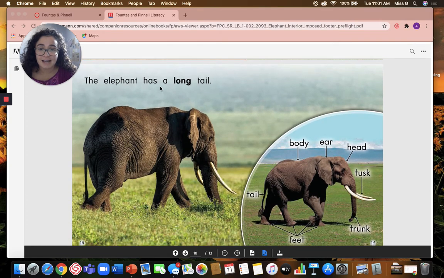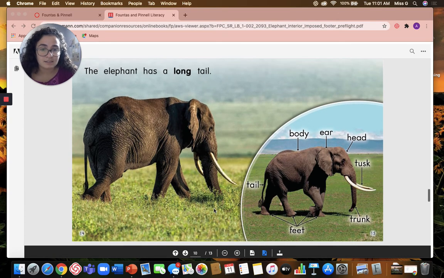The elephant has a long tail. Can you find the elephant's tail? Here it is. Now let's see where the new label is. Head, pointing to head. Ear, pointing to the ear. Trunk, pointing to the trunk. Tusks, pointing to the tusks. Feet, 1, 2, 3, 4 feet. Body, pointing to the body. And here's the tail label pointing to the tail.